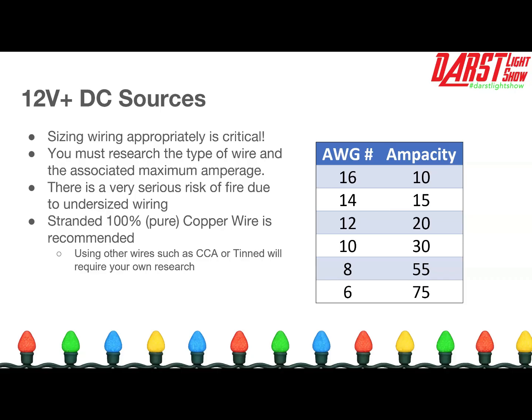So stranded 100% pure copper wire is recommended. Using other wires such as CCA or tinned wire will require your own research because this table is only true for 100% copper wire. Okay. So if you use copper clad aluminum or use tinned wire, pay attention when you're buying your wire on Amazon because sometimes that's buried in the description. Your ampacity levels change depending on the wire used.